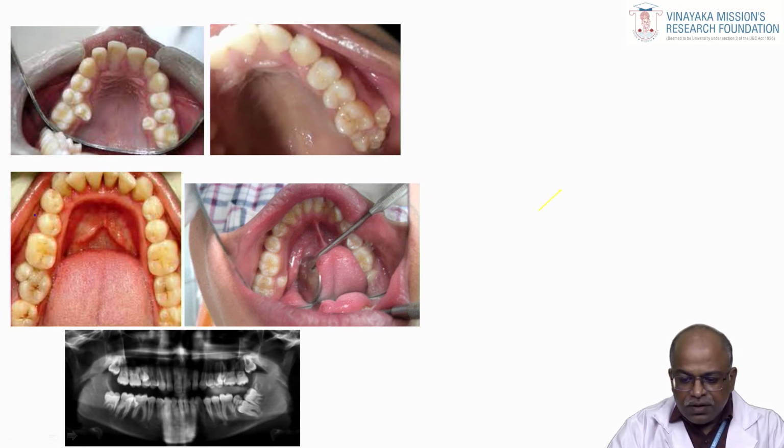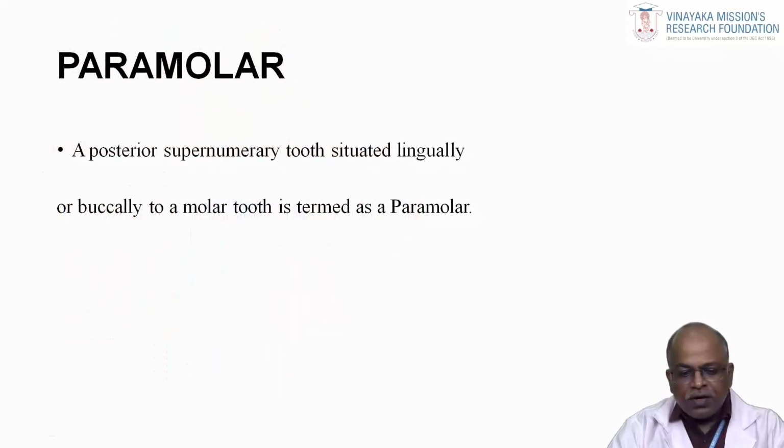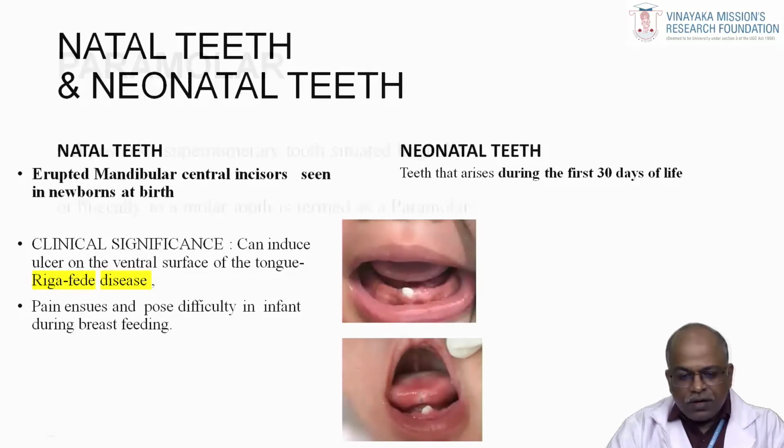This is nothing but a paramolar. A paramolar is a posterior supernumerary tooth situated lingually or buccally in relation to a molar tooth. There are other types of teeth such as natal teeth and neonatal teeth. Natal teeth are those teeth which are erupted mandibular central incisors seen in newborns at birth.